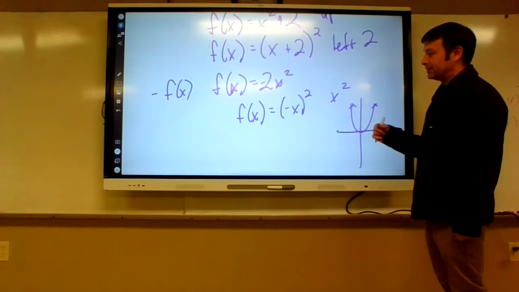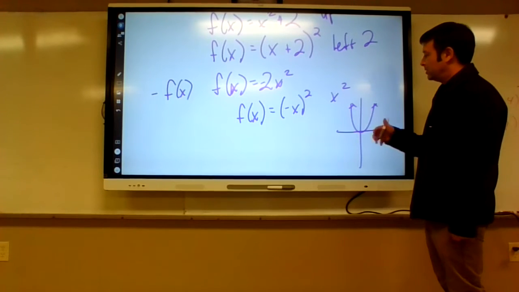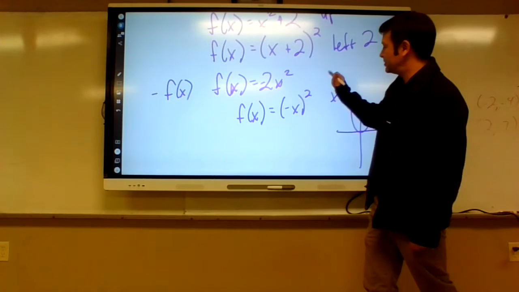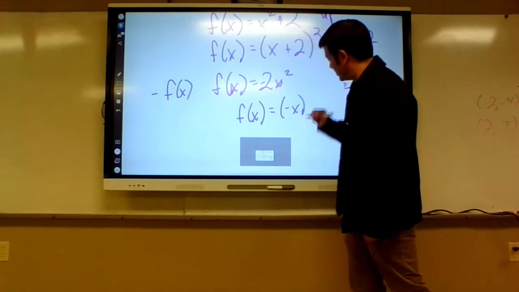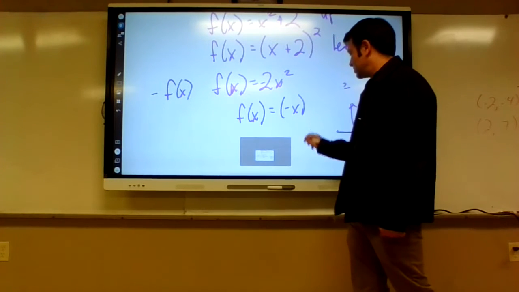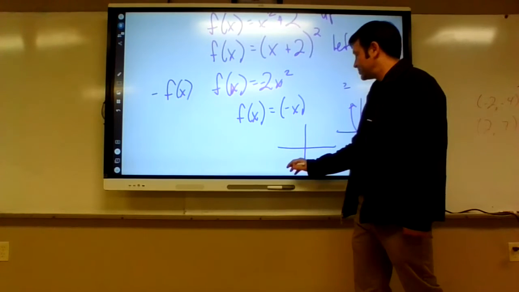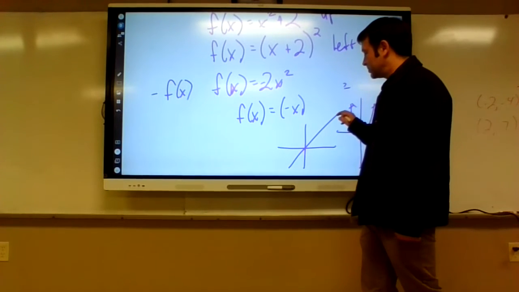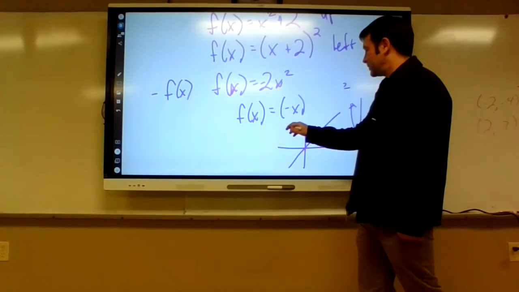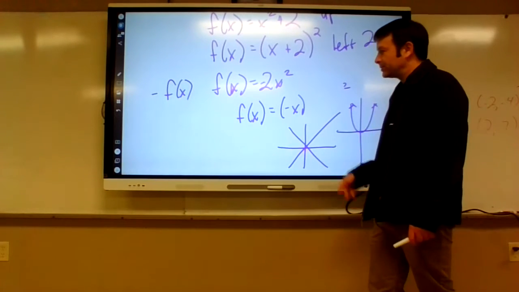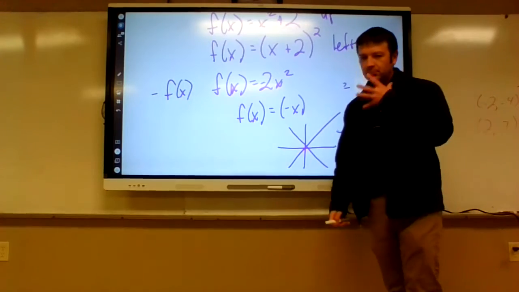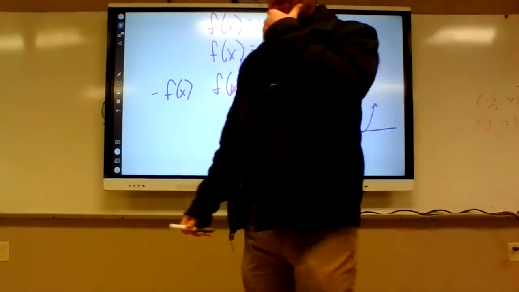So if it wasn't squared, what would happen? The normal graph for y equals x looks like this. And then if you do y equals negative x, it looks like that. It's a pancake this way. Clear as mud.